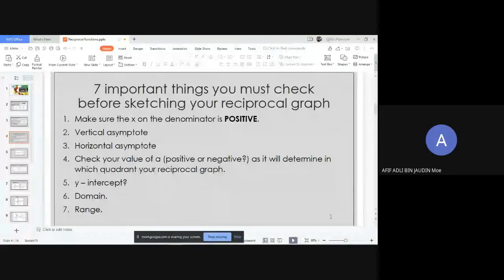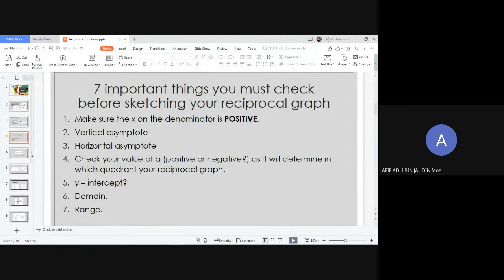So this part is just to sum up what Azrik has explained. The 7 important things you must check before sketching your reciprocal graph is, the first one is to make sure the x on the denominator is positive. As Azrik said, if the x is negative, you have to divide it by -1 or any negative number to make sure that the x will be positive.